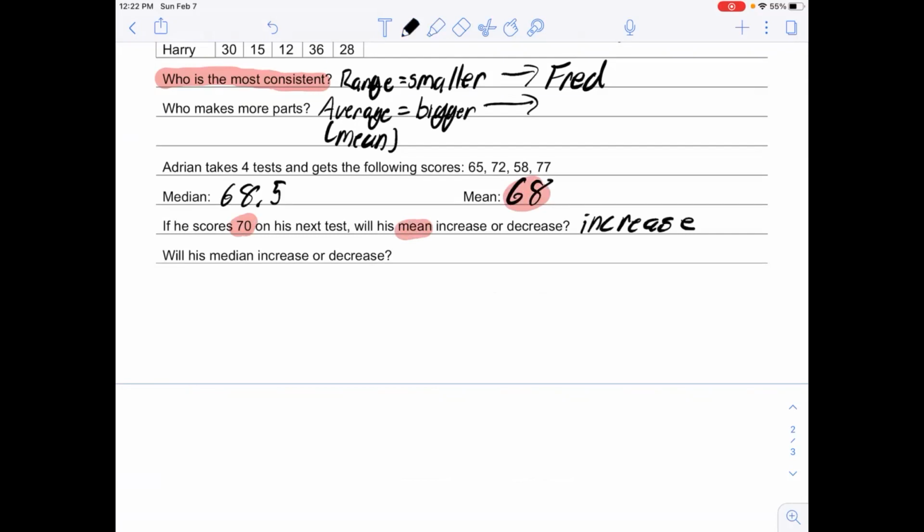Will his median increase or decrease is a similar question. So we're going to look at his median. We're adding the number 70. And if 70 is bigger than the current median, it will increase. And if it's smaller, it will decrease. So this is your second answer that you're going to input. Is his median going to increase or decrease? And I just want the word increase or the word decrease. That is it. Okay? So this is your second question for your check.